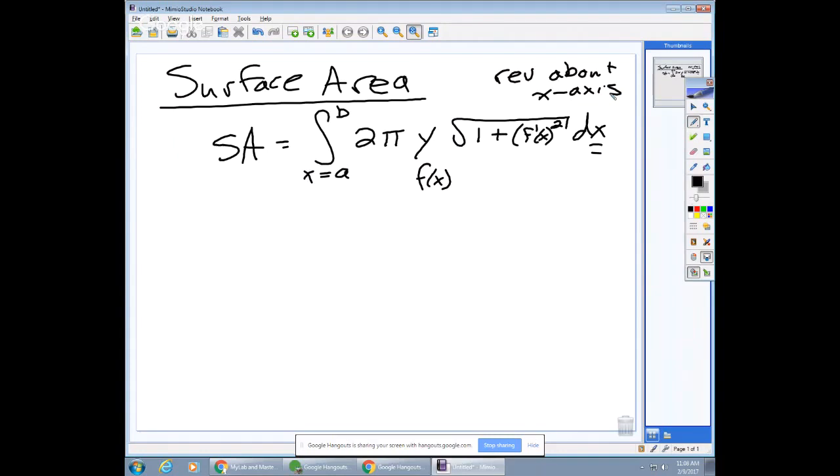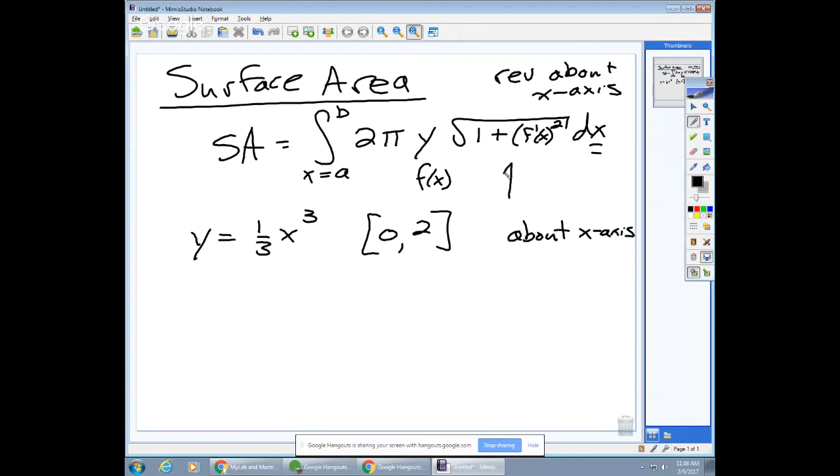So we're going to apply that. The function we're going to take a look at is y equals 1/3 x cubed. And we are going to look at that on the interval from 0 to 2. And based on the formula above, we are going to go about the x-axis. Similar to the arc length problems we did in the previous section, it's a good idea to slowly build the integrand up there. And so my recommendation is to start by taking f prime.